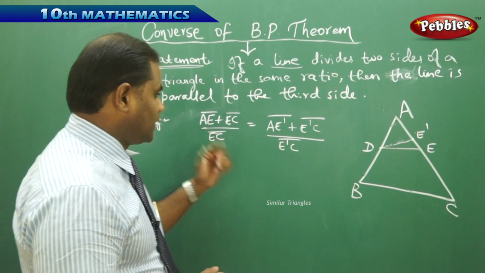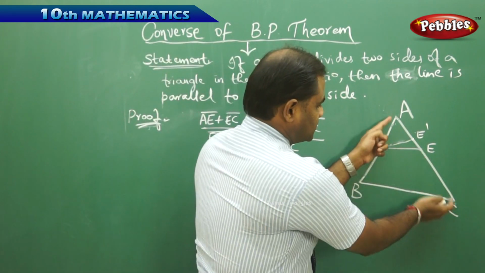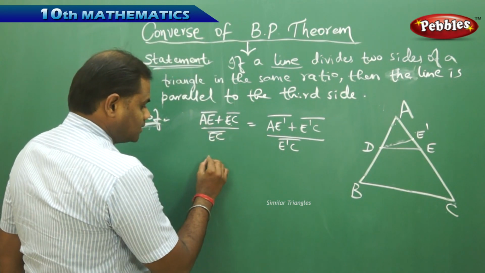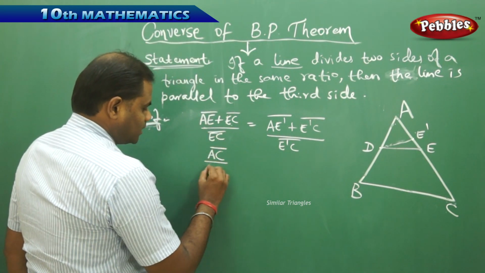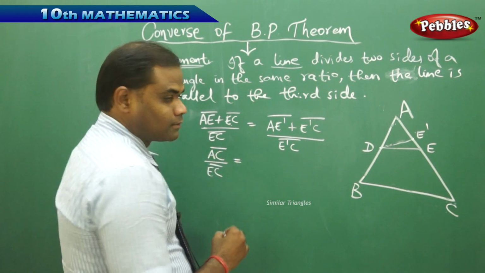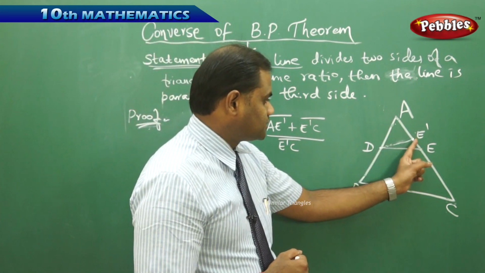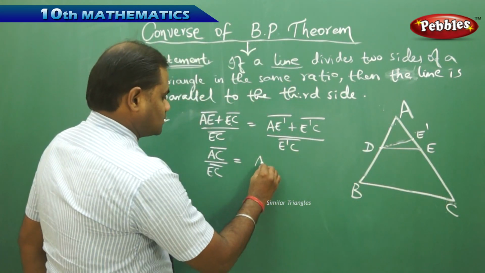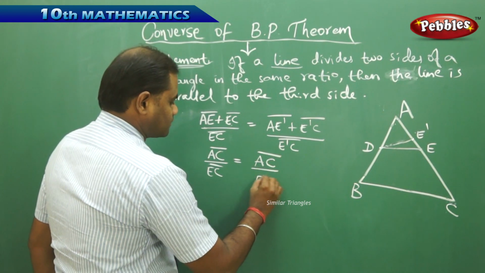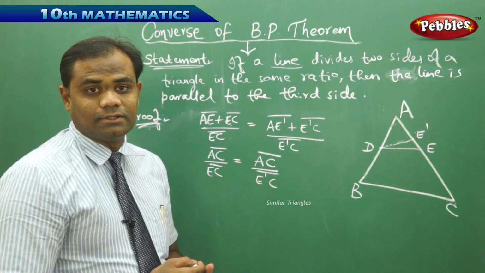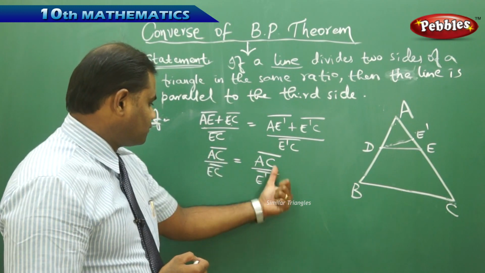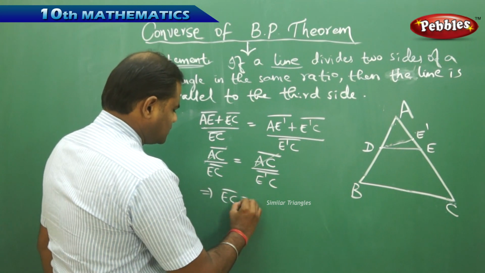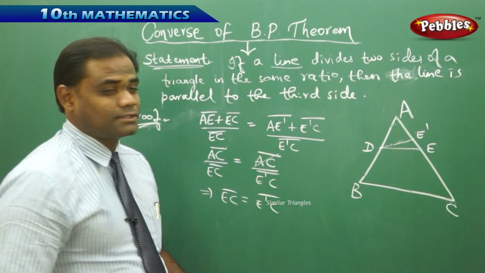So when I have AE plus EC, I can just have directly this as AC. Therefore, AE plus EC geometrically reduces to AC by EC. Similarly, when I take AE dash plus E dash C, when added it gives me entirely AC. So this gives AC by E dash C. Now since AC is common, I can cancel and I get EC equals E dash C.